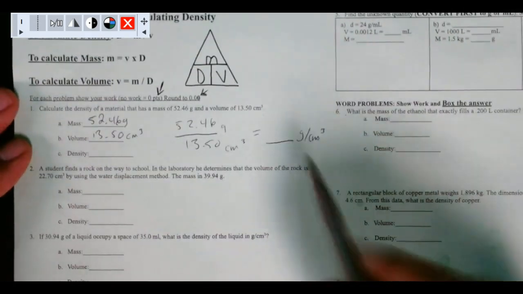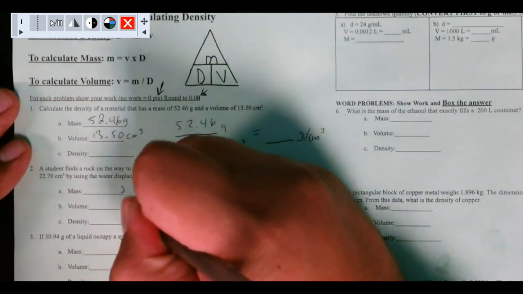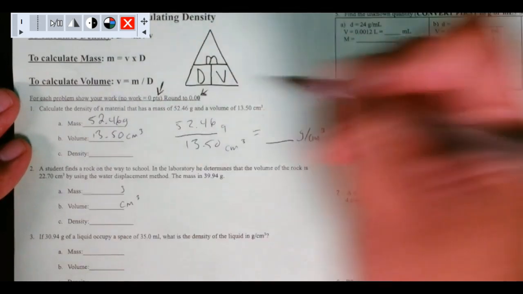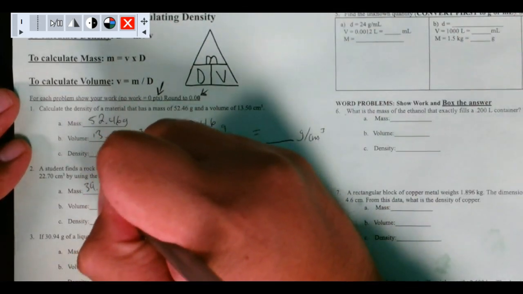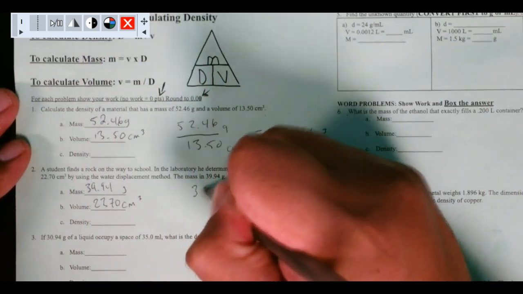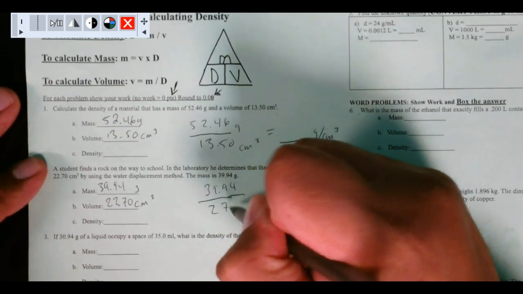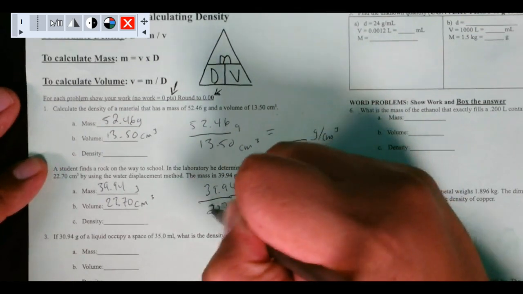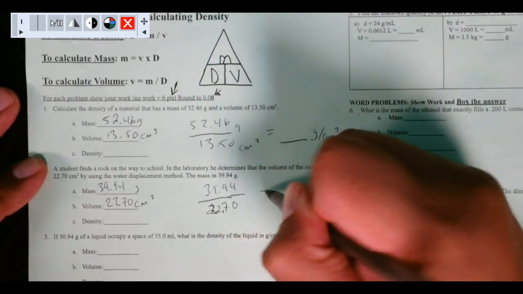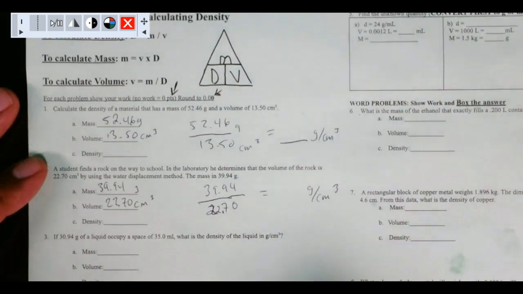All right, what about the next one? Look, I'm looking at grams. I'm looking at cm cubed, so they're giving me this. 39.94 divided by 22.70 is going to give me something in grams per cm cubed, like that.